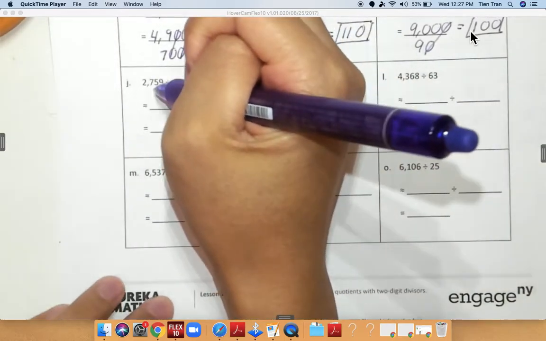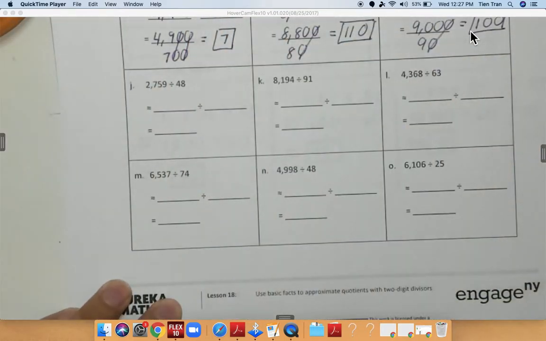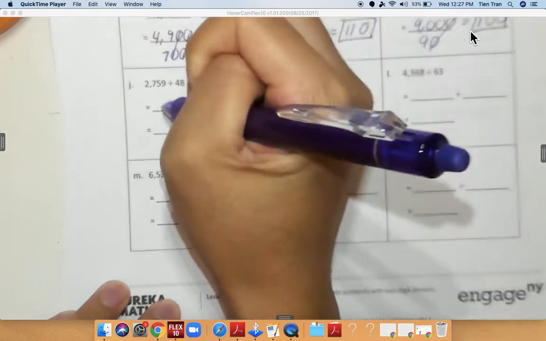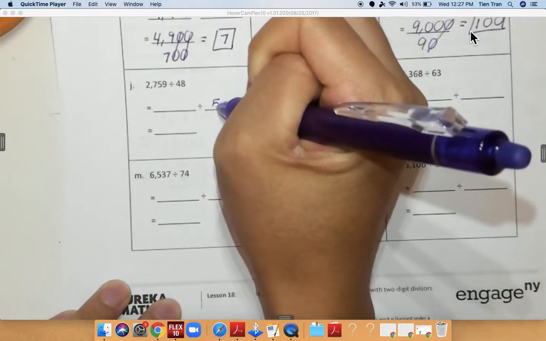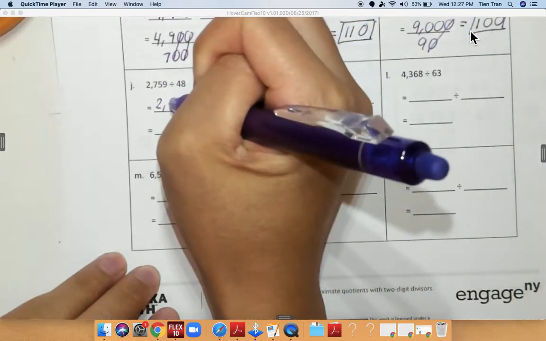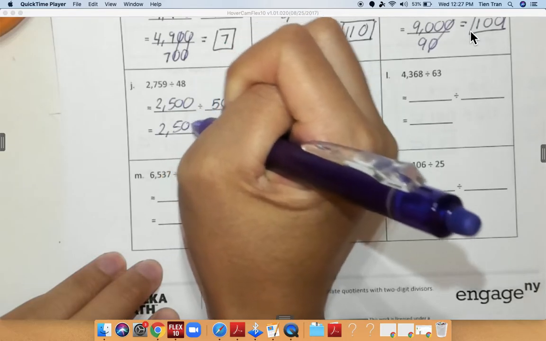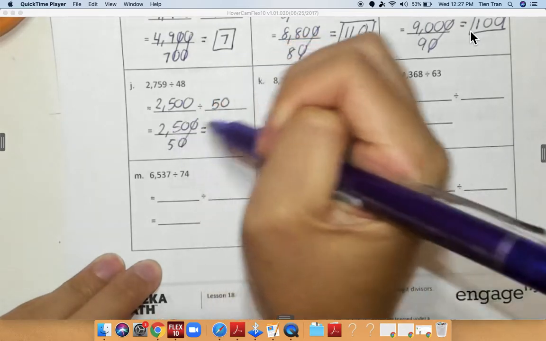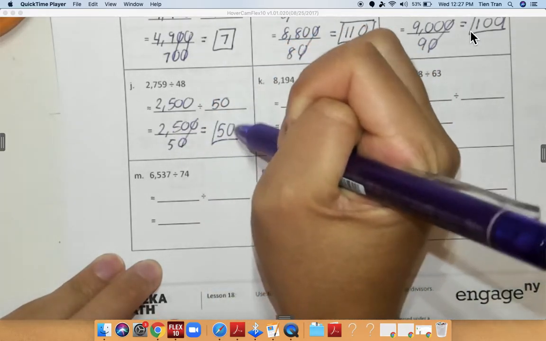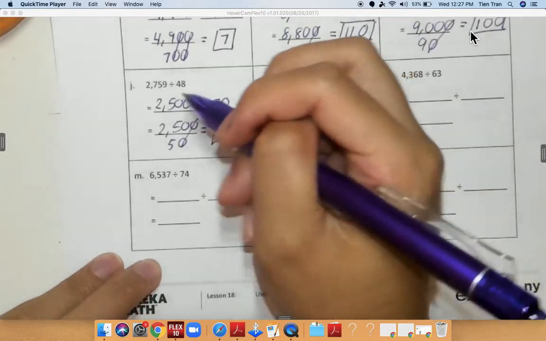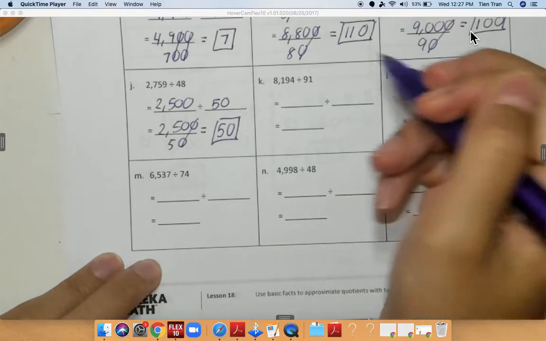Over here, I have 2,759. So I'm making sure that I am rounding this number to a number that is easier to estimate. I want to round 48 to 50, and I have 2,759. I can round that to 2,500. 2,500 divided by 50. 0 divided by 0 is equal to 0. 25 divided by 5 is equal to 5. Add my 0 at the end, and my final answer is 50. And I can check. 50 times 50 is equal to 2,500, so that is correct, okay?